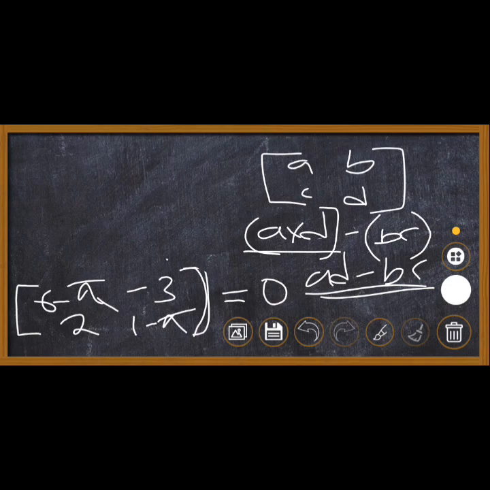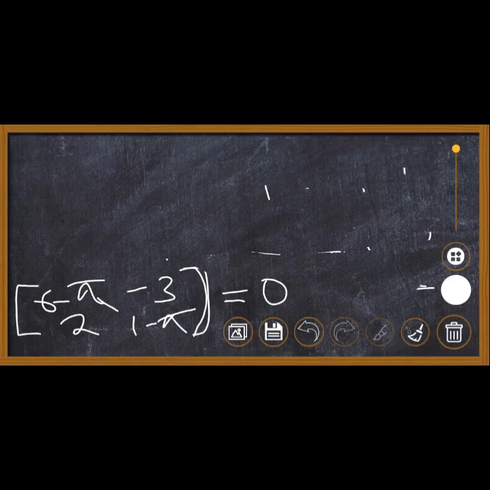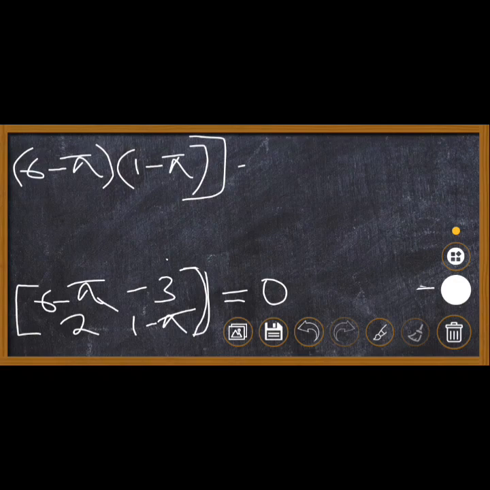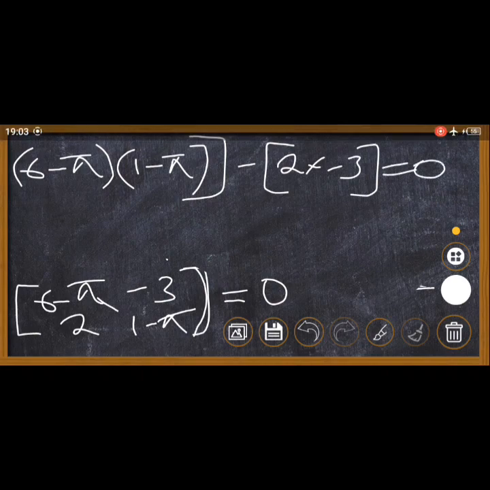So borrowing this same concept, we can use it even on our matrix to determine the determinant. So let's do that. To find the determinant of this, we know now that the major diagonal is 6 minus pi. We multiply it with what? With 1 minus pi. So all of these, we subtract what? 2 multiplied by negative 3. All of this equals 0.